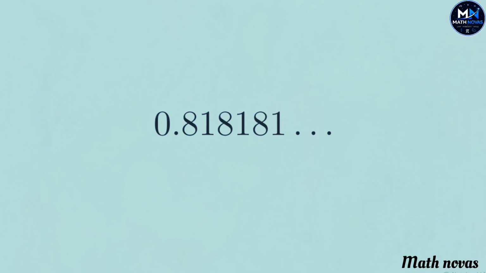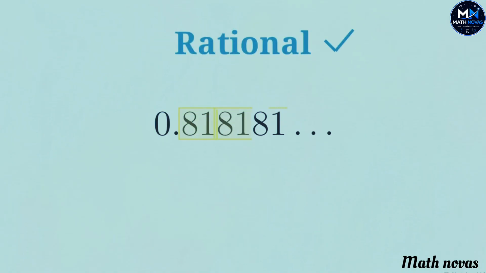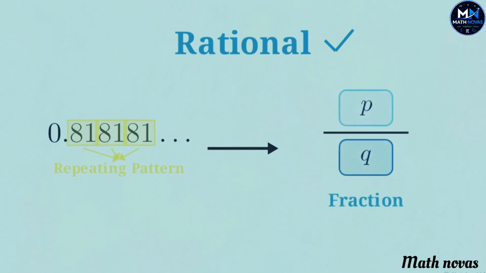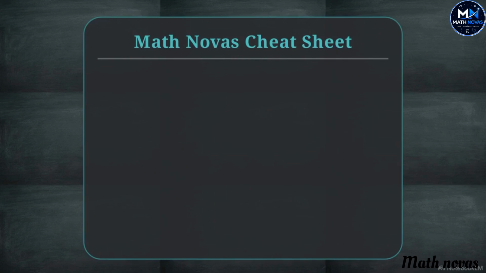Look at the number 0.818181. Based on the rules we've covered, is this rational or irrational? It's rational. Because you can identify the repeating 8-1 pattern, you know this number can be translated back into a fraction. To keep the rules clear, let's look at this Math Novice cheat sheet.